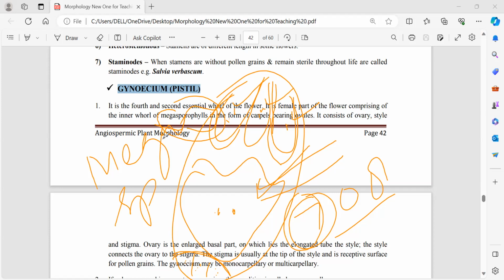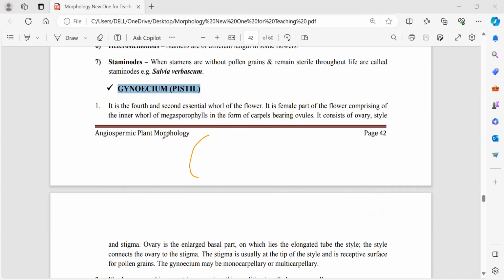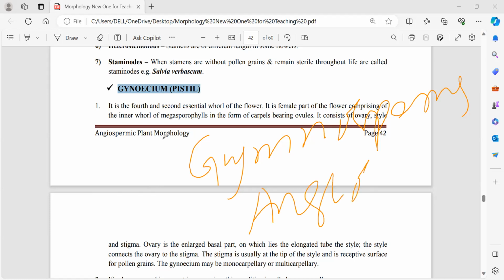Carpel is a specialized leaf and it bears megaspores. These megaspores here, they are enclosed. They are not naked as in gymnosperms. Gymnosperms are like angiosperms. They too are seed plants. Gymnosperms भी seed plants हैं. किन की तरह? Angiosperms की तरह. But gymnosperms and angiosperms differ. In what sense?